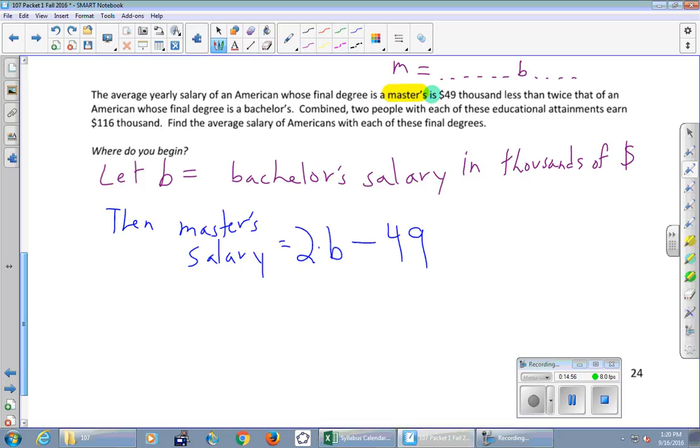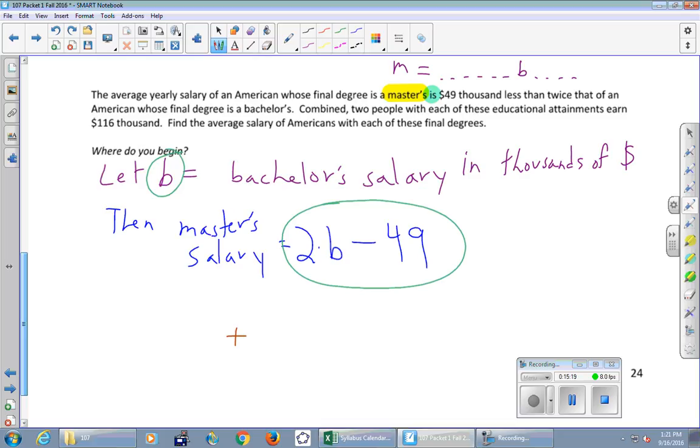Okay, so I think we are golden because we now have the bachelor's salary is B, the master's salary is 2B minus 49, and finally I'm prepared to write a single equation, which I have not yet done. These are just definitions, right? Now we get an equation we're going to solve. Combined, oh, I know what combined means. We're going to be adding.